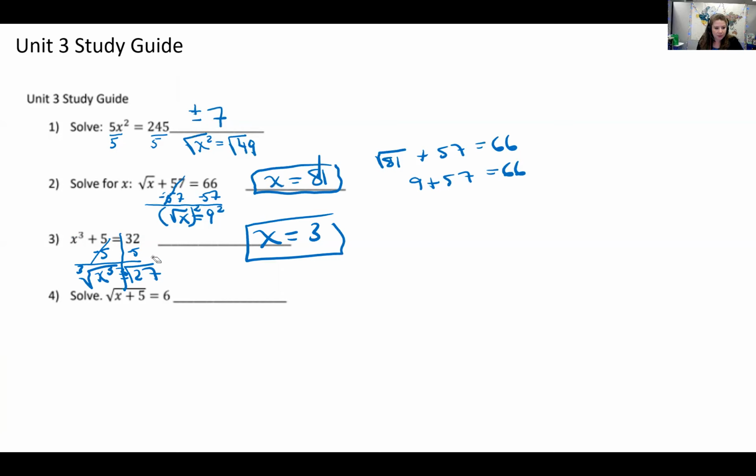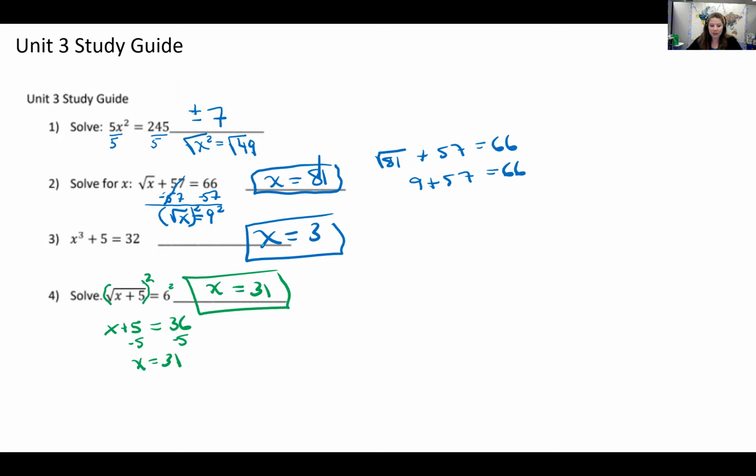All right, let me clean this up a little bit. So we're on number 4 now. So if you notice, all of this is under the radical. So to get rid of that radical, that means I'm going to square this whole side. Whatever I do to one side of the equal sign, I do to the other. So the square root of x plus 5 squared is x plus 5. 6 squared is 36. Now I want to get x by itself. So I'm going to subtract 5 from both sides. So 36 minus 5 is 31. X equals 31. All right, how'd you guys do?